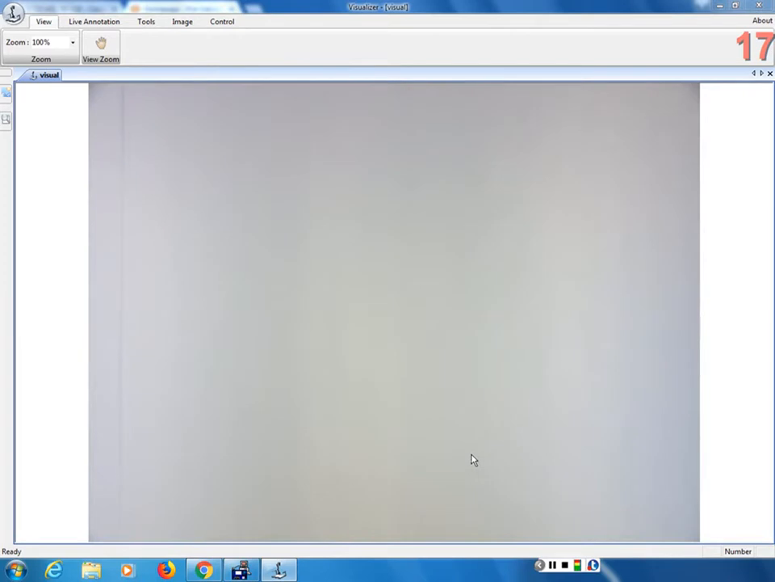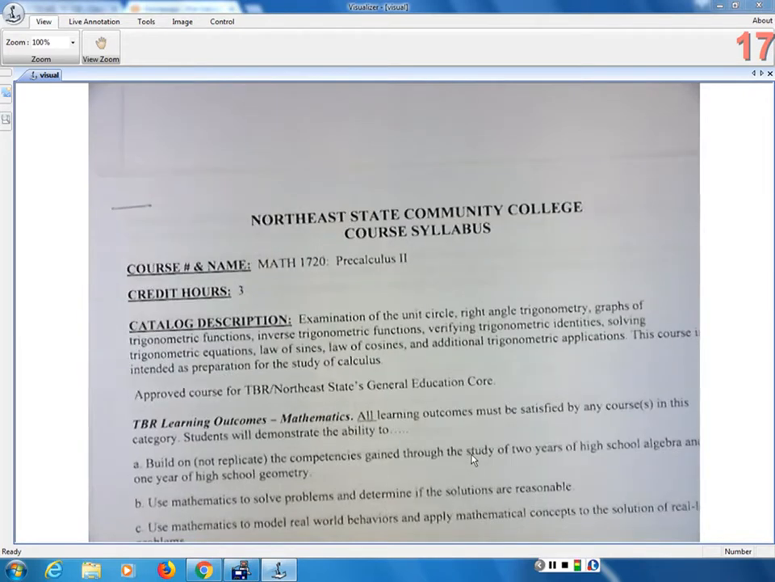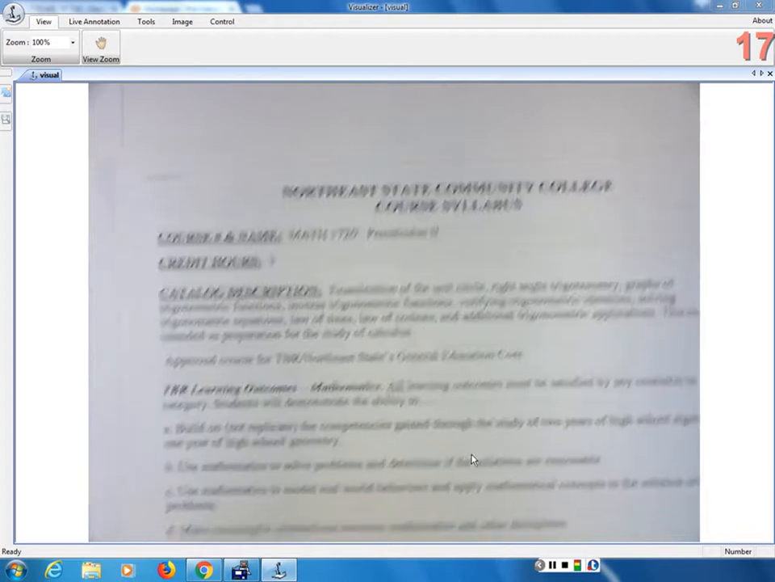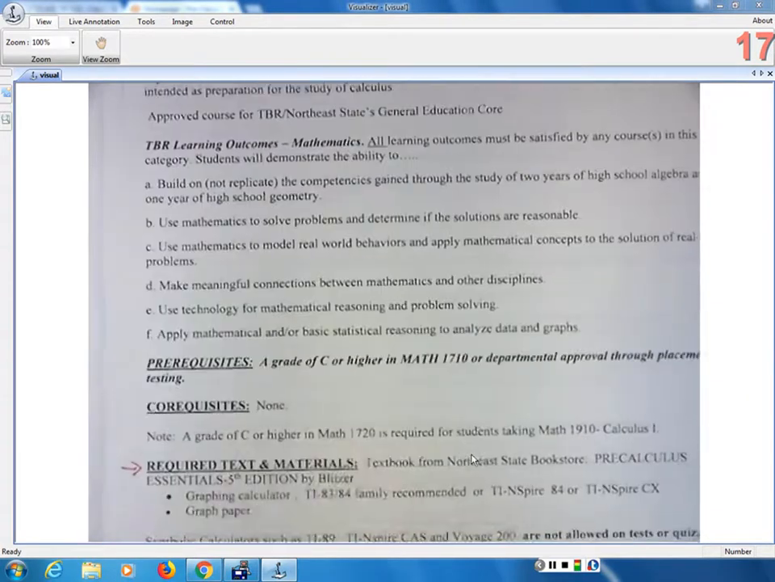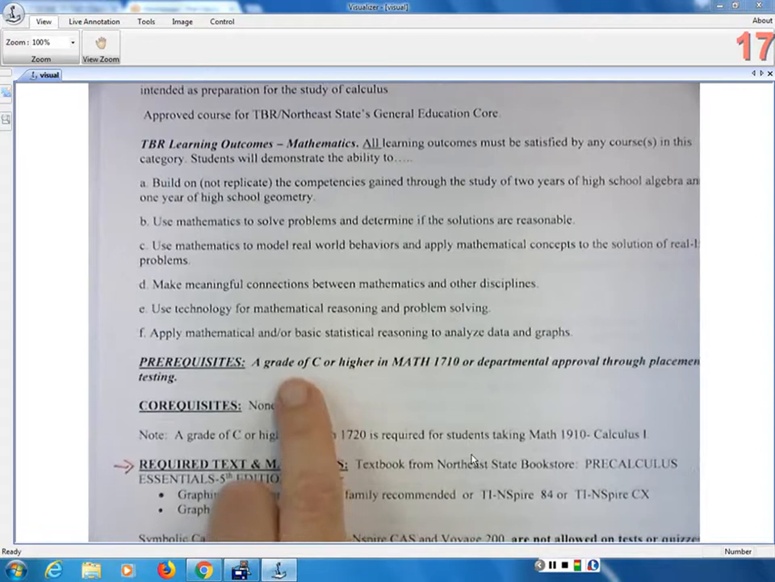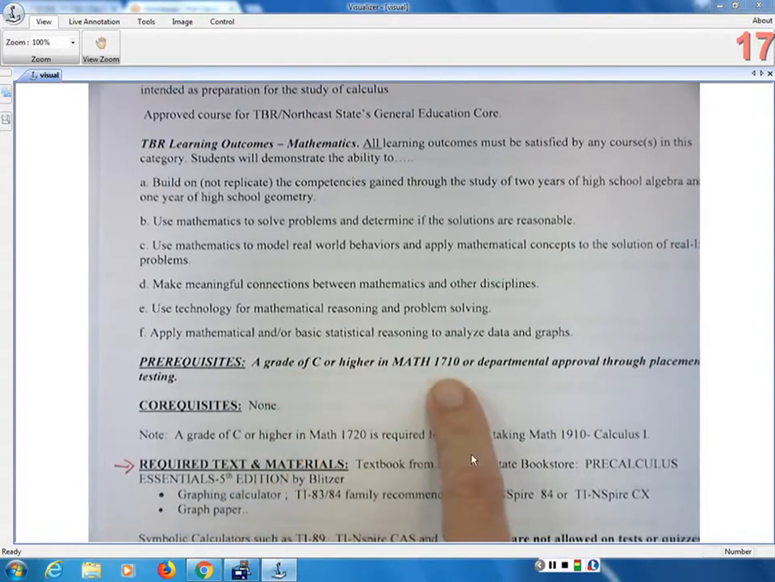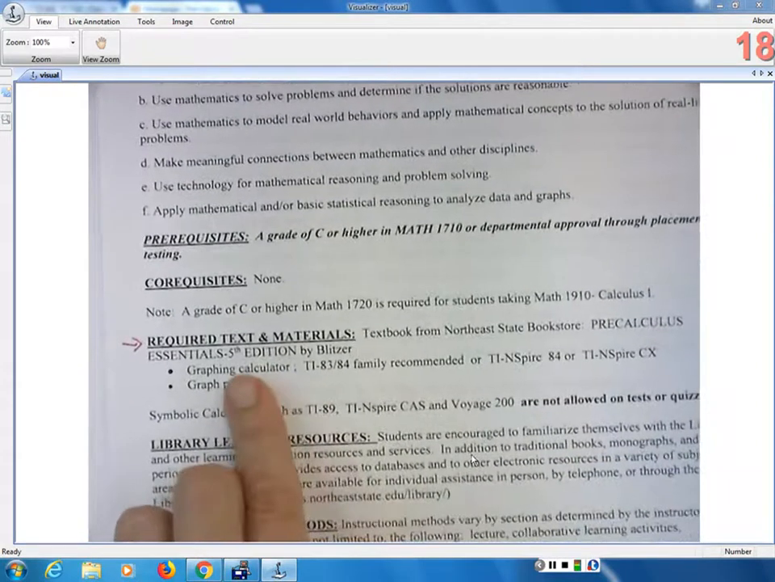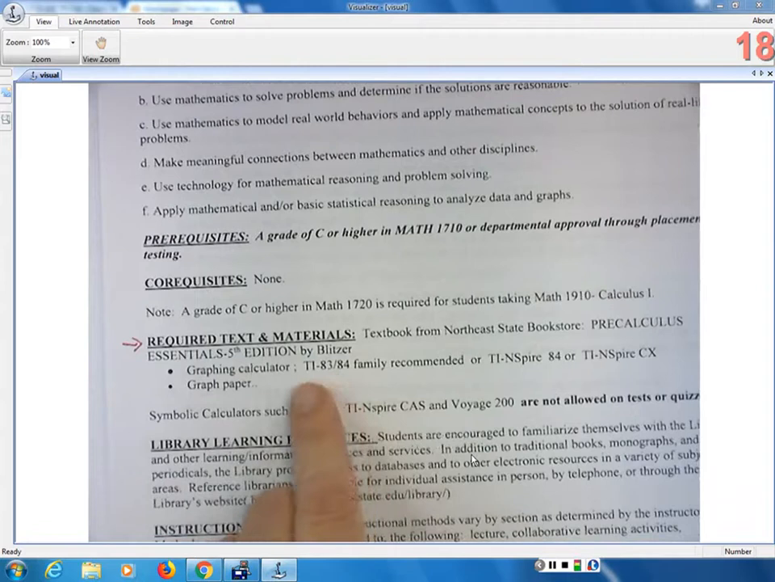So this is the Northeast State Community College course syllabus for the whole course. It's got the catalog description, learning outcomes. Prerequisites, I checked everybody's. You have to have a grade of C or higher in Math 1710 or departmental approval. The textbook is Pre-Calculus Essentials 5th edition by Blitzer.